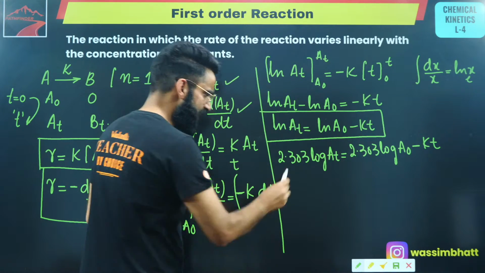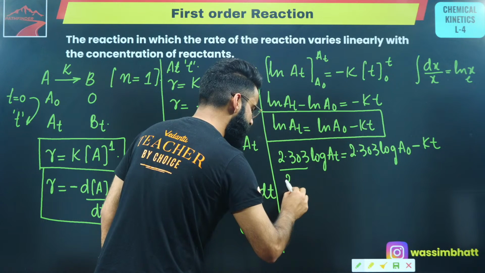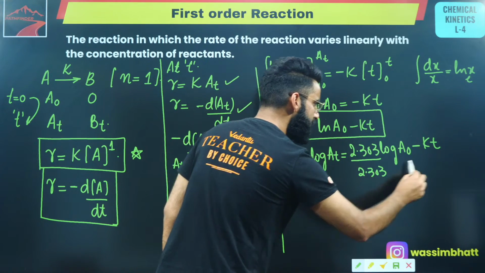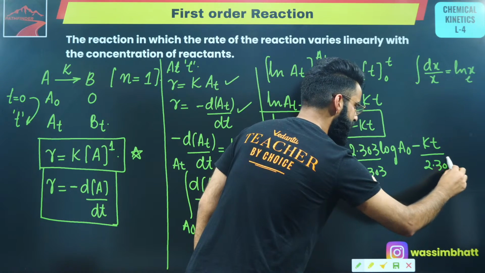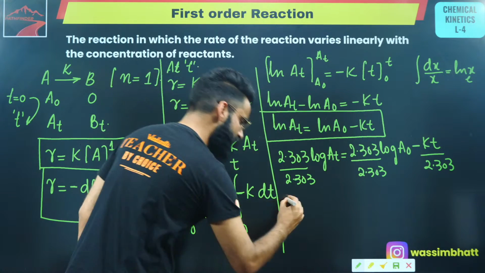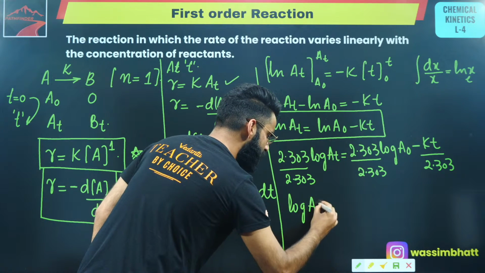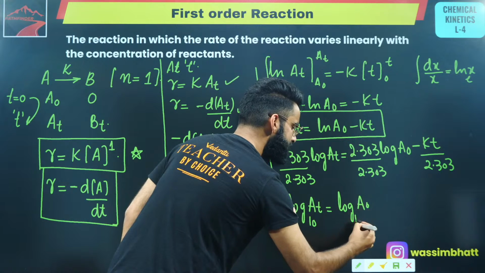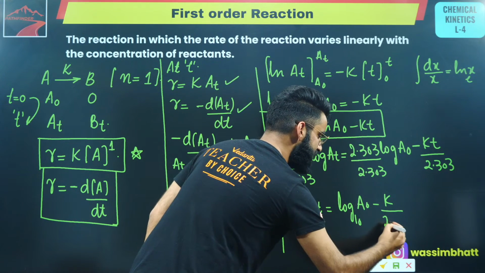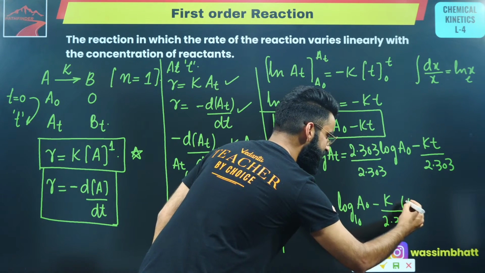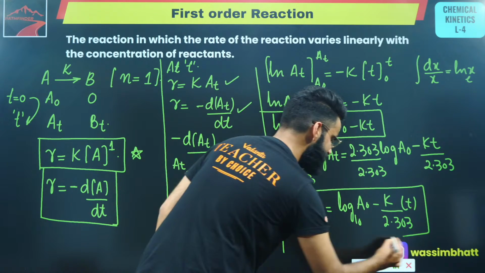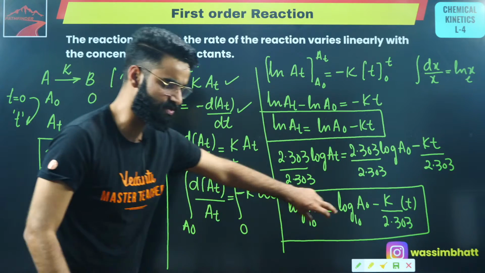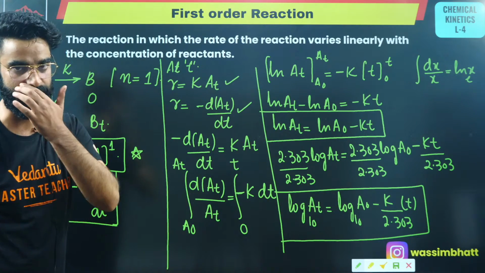If I divide this equation throughout by 2.303, what will I be getting? On dividing the equation throughout by 2.303, you get log of At to the base 10 is equal to log of A0 to the base 10 minus k divided by 2.303 multiplied by t. This is one more form of the integrated rate equation for first order kinetics.